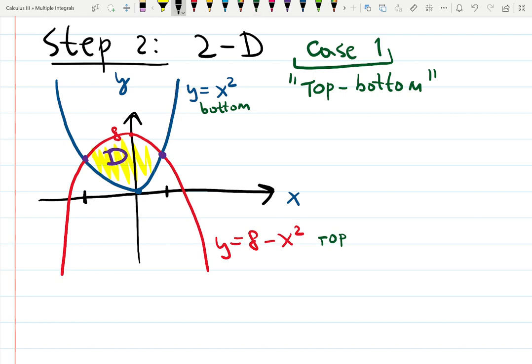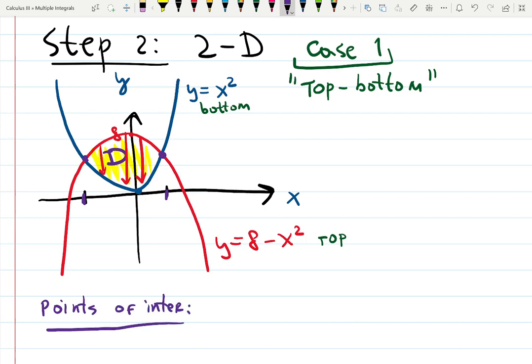Where does the shape start, and where does it end? It starts from top to bottom, from this function to this function. But where does it end on the left and the right side? It ends on these points. We need to find these points. Points of intersection.